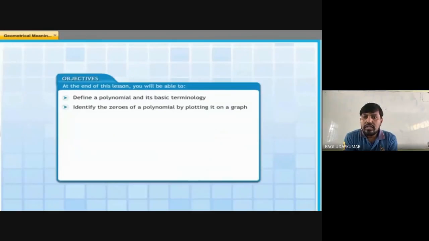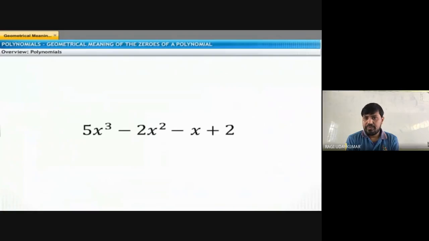So we are going to learn here the definition of the polynomial and its basic terminology. What is the definition of the polynomial and what is the basic terminology? Identifying the zeros of the polynomial by plotting on a graph. In this topic, first one polynomial is given: 5x cube minus 2x square minus x plus 2. Can anyone tell me what is the degree of this polynomial?